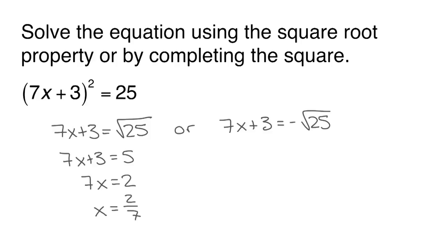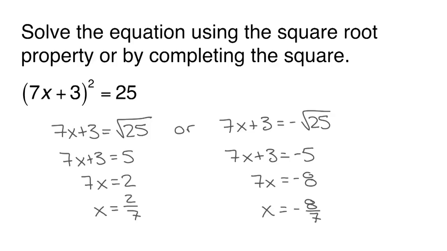Solving the second equation, we evaluate the square root to get 7x plus 3 is equal to negative 5. We subtract 3 from both sides of the equation to get 7x is equal to negative 8. And then we divide both sides by 7 to get x is equal to negative 8/7.